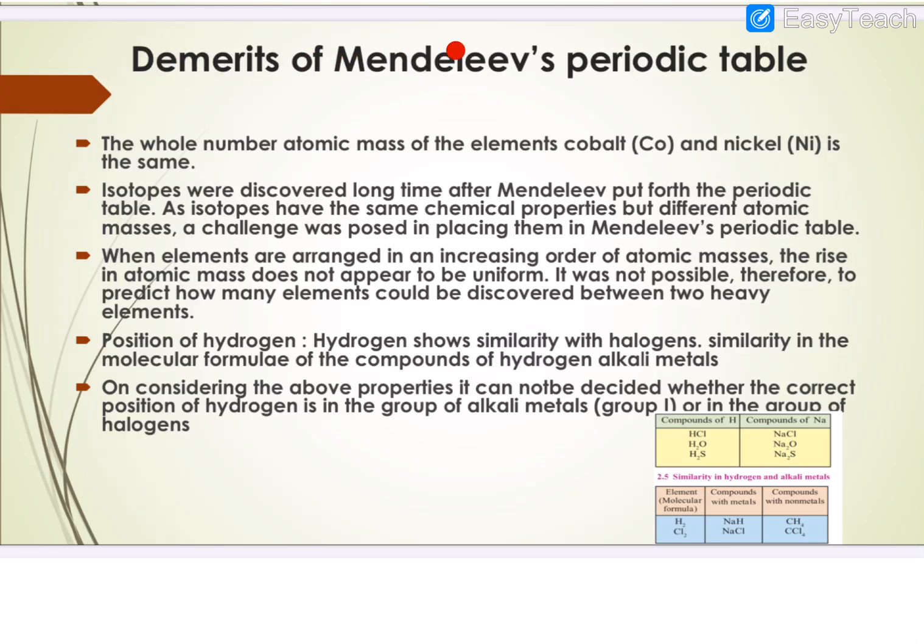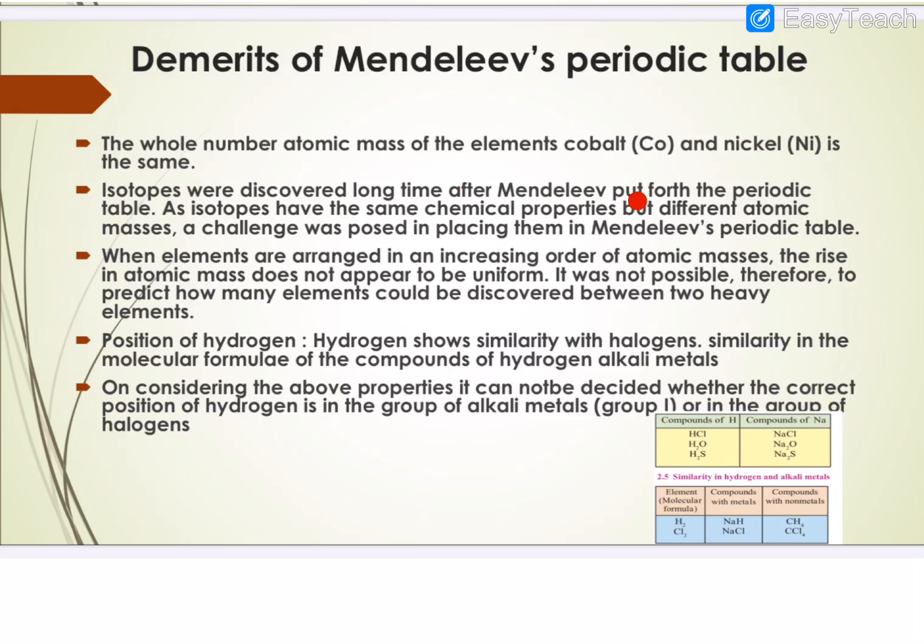So now we are going to discuss the demerits of Mendeleev's periodic table. The first is that the whole number atomic mass of the elements cobalt and nickel is the same. In Mendeleev's periodic table, whole number means when we approximately take the atomic mass, the atomic masses of cobalt and nickel were found to be the same. So this is a demerit of Mendeleev's periodic table.